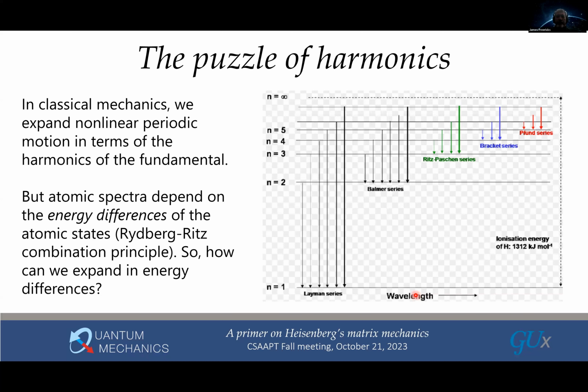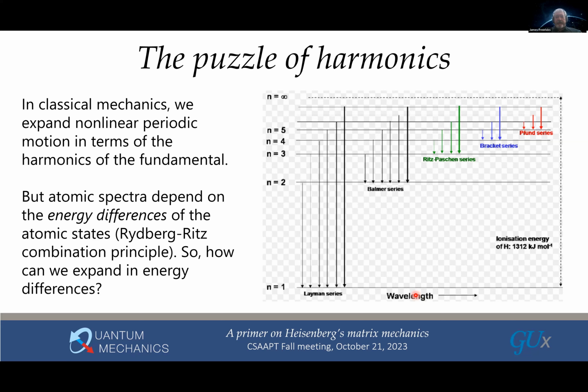Okay. So one of the things that would arise if you were thinking about periodic motion classically is we know periodic motion can be expanded in terms of the fundamental frequency and the harmonics. That's what a Fourier series tells you. So you would expect the motion to involve the fundamental and the harmonics. When we look at spectra, it doesn't look that way. You don't find spectra that are coming out at some fundamental frequency and then multiples of that frequency.